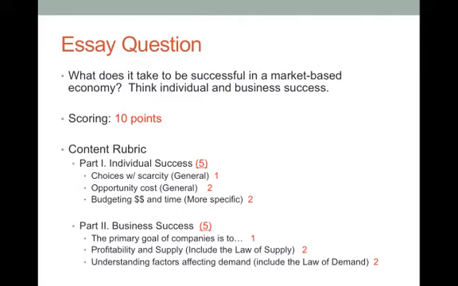Second, we have the business success. This is going to be worth a total of 5 points. The first portion, which is worth 1 point, is explaining what the primary goal of companies is to do. I've said this many times, and this is what I want you to figure out in your essay: the goal that begins with a P. Second, we have profitability and supply. I want you to explain a little bit about supply and profitability and how that encourages producers in a market-based economy. Include the law of supply there.